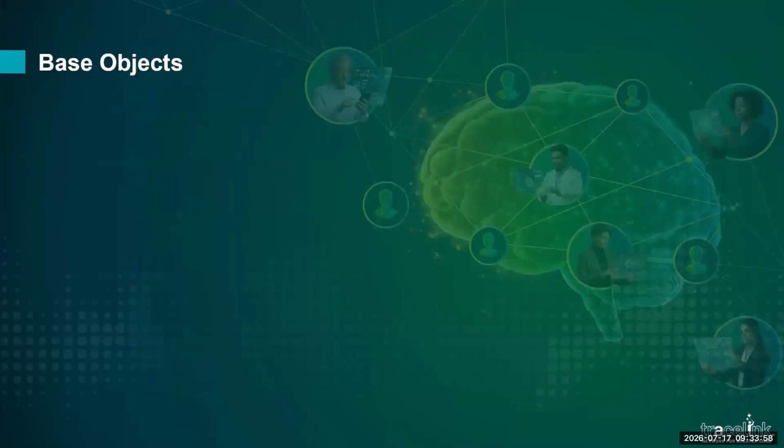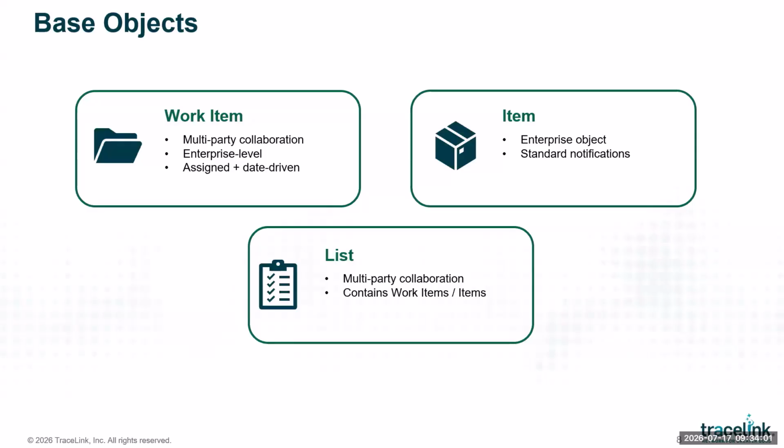Now let's take a look at base objects. Poet utilizes a flexible and scalable object model to support various cross-enterprise processes. At the core of Poet are three base objects: item, work item, and list. Item helps you manage collaborative processes within a single enterprise. Work item is used when work needs to be coordinated across multiple companies or partner networks and includes an expected due date. List acts as a container that organizes related objects.